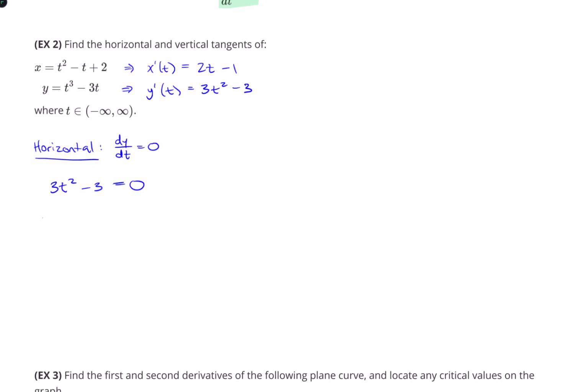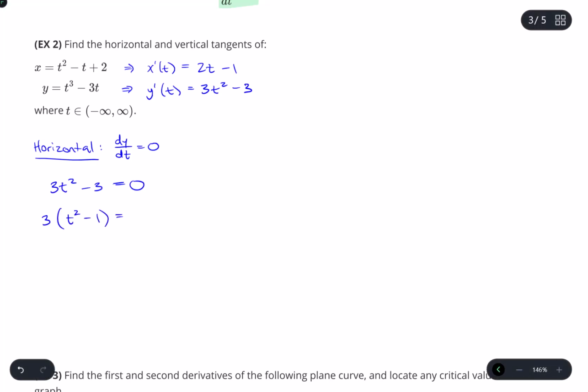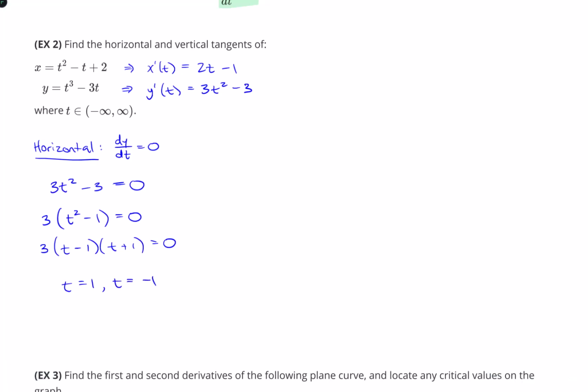So let's see. I've got a common factor of 3 I can pull out. And then the difference of squares, so this could be t minus 1 times t plus 1 equals 0, so that t is equal to positive 1 or t is equal to negative 1. So these are t values for where critical values would occur, so the locations of horizontal tangents.